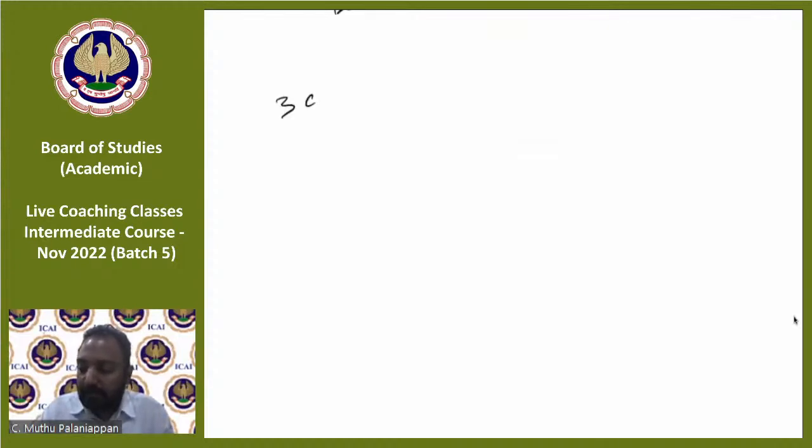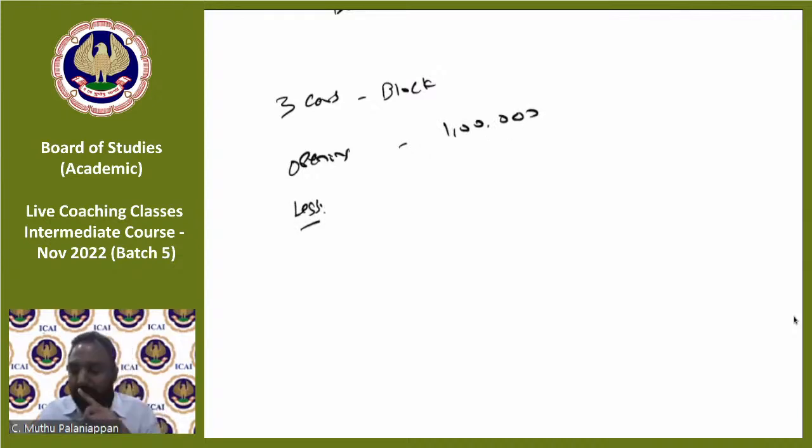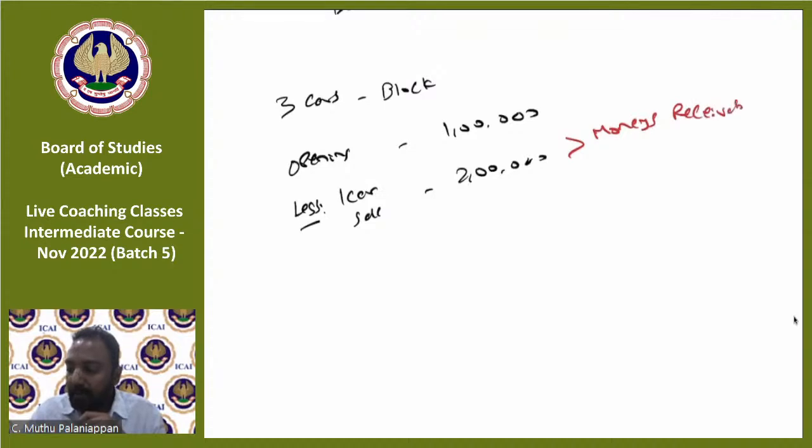I have 3 cars in one block. Now the opening WDV is, let's say, 1 lakh. Now I am selling 1 car in that. It is sold for 2 lakhs. So what happens? My money is receivable. So this is what is called money receivable. My money receivable is greater than WDV. So my WDV will be considered nil.